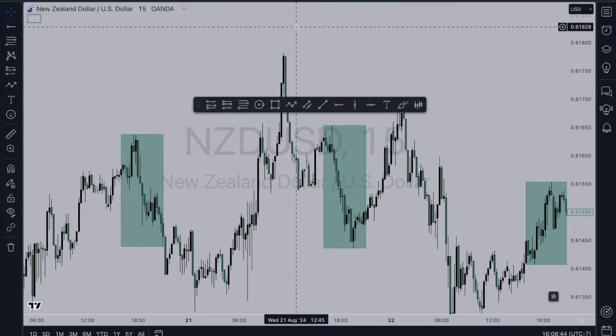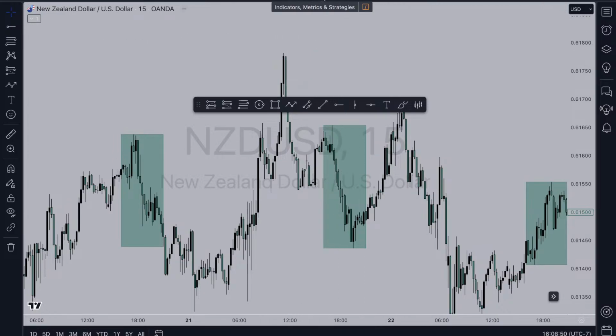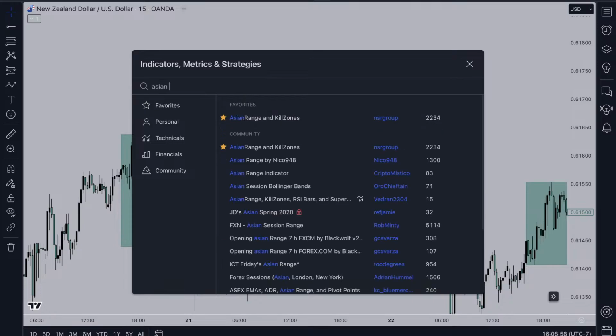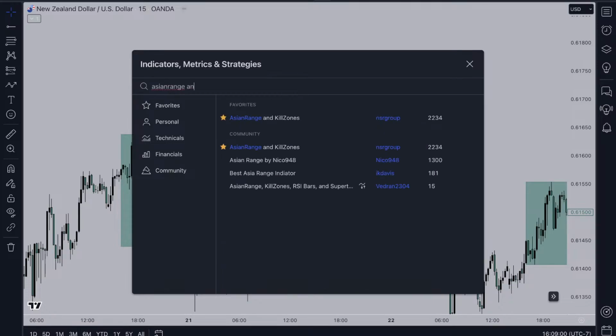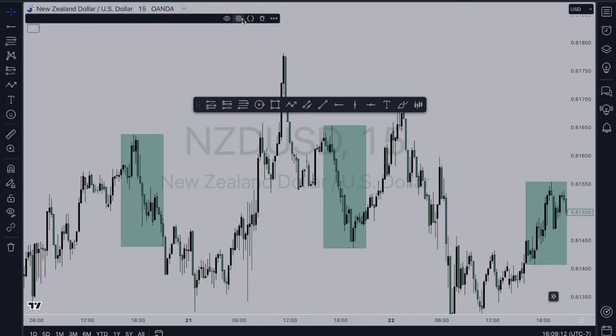So for Gal, and Ernesto, if you don't have the indicator yet, you come up to indicators, this little thing right here, click on it. You type in Asian range and kill zones, and it is by NSR Group. It has 2,234 downloads. You're just going to favorite that, click on it, and let me show you what it looks like when you click on it.